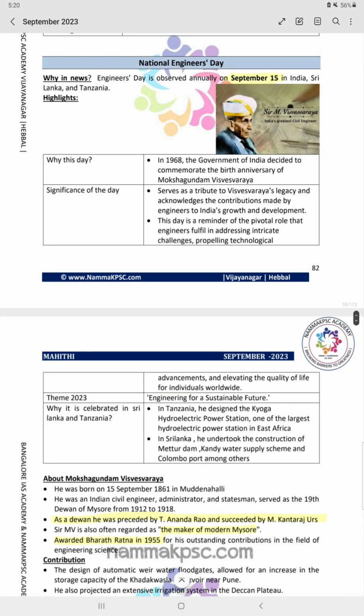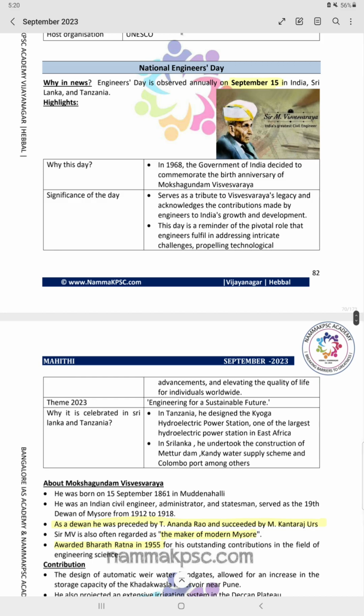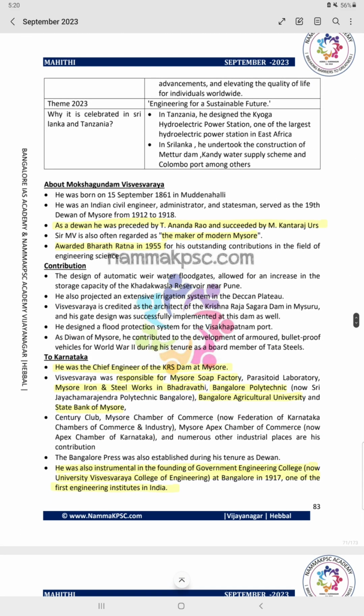Then Engineers Day was also celebrated on September 15. So some basic facts about Mokshagundam Visvesvaraya. He was a Diwan who was preceded by T. Anand Rao and was succeeded by M. Kantaraj Urs. And he is also regarded as the maker of modern Mysore. And he was awarded the Bharat Ratna in the year 1955.